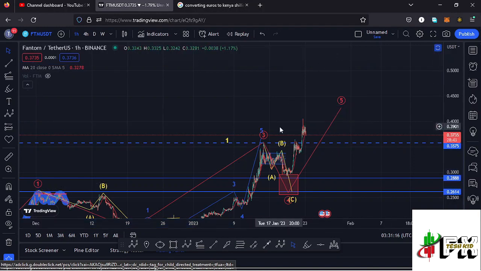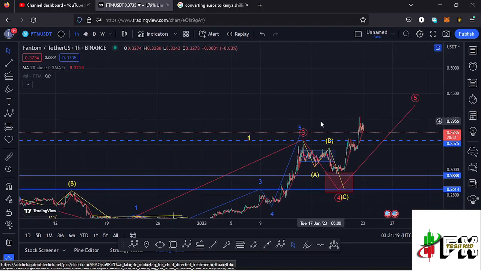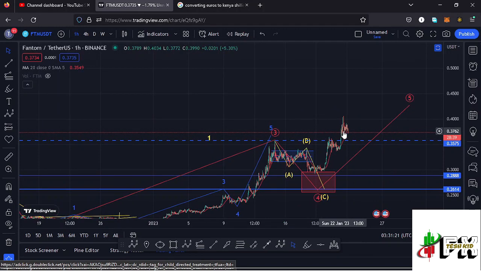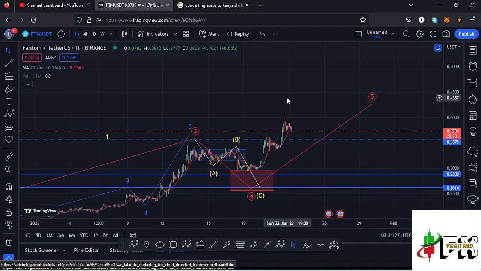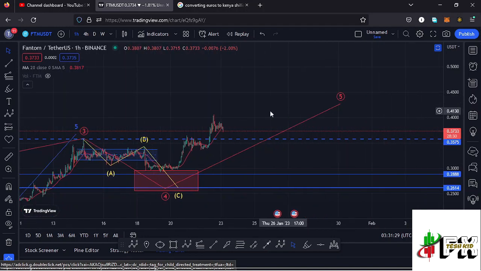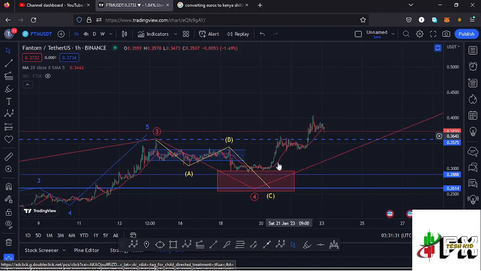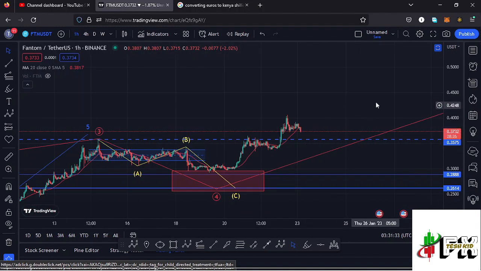Getting into details in the formation of this wave 5, which I believe we are in, and I have given you a minimum target area that I'm expecting that wave 5 to the upside to do. A wave 5 is an impulsive wave, and because of its impulsive nature, we also expect to see a 5-wave structure in formation within this wave 5.